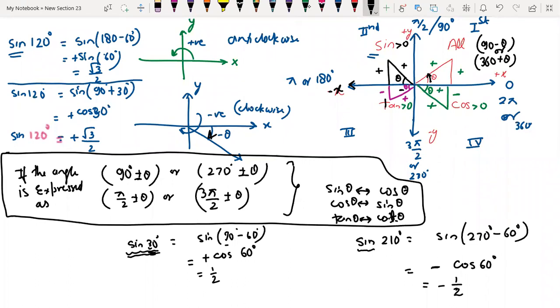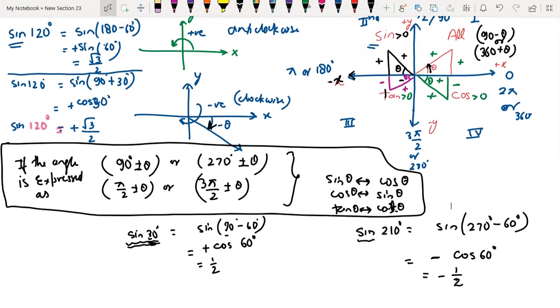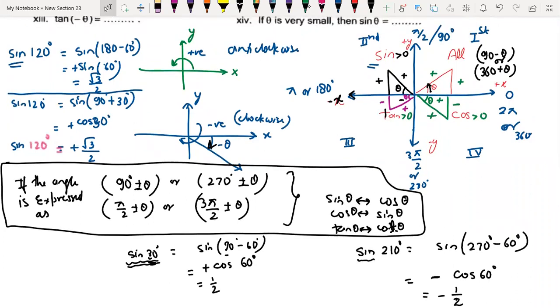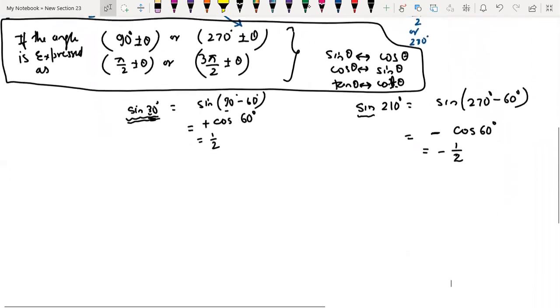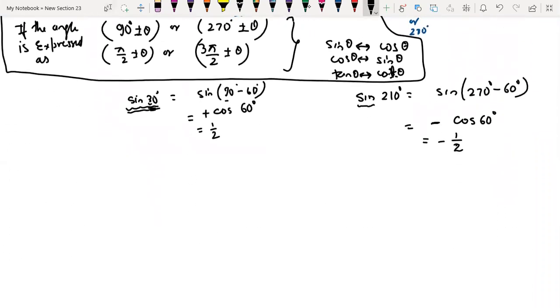Any angle when it is expressed in form of 90 plus minus theta or 270 plus minus theta, the ratio will always change. And the sign of the trigonometric ratio will be decided by the location, which quadrant it belongs to. So especially the medical kids जिनके पास मैथ्स नहीं है अभी, थोड़ा ध्यान से समझना. नहीं समझ में बिल्कुल पूछ लेना एकदम बिना किसी डाउट के.